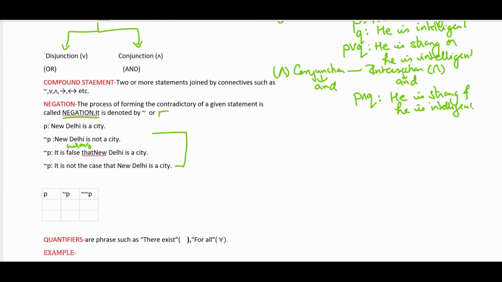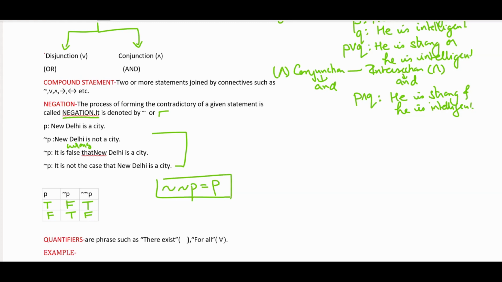What we get from here: if the truth value of the statement is true, then its negation becomes false. And further, if we double negate it, that means negation of negation, this comes out to be true again. If we take P false, the negation of false will be true, and if we again negate it, we get this. So what we get from here is that the double negation of a statement is the statement itself.